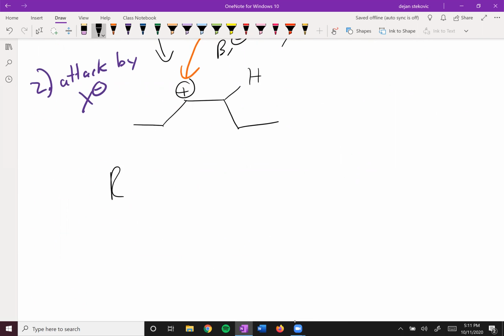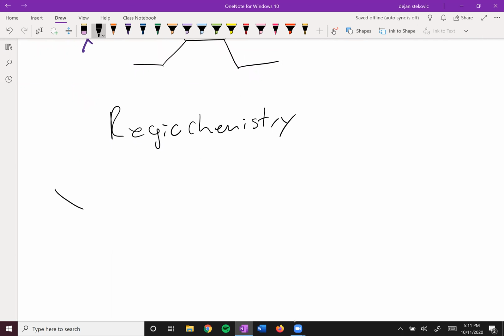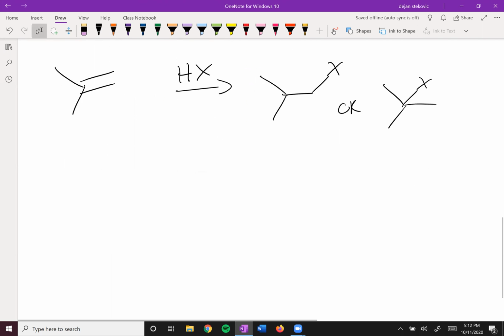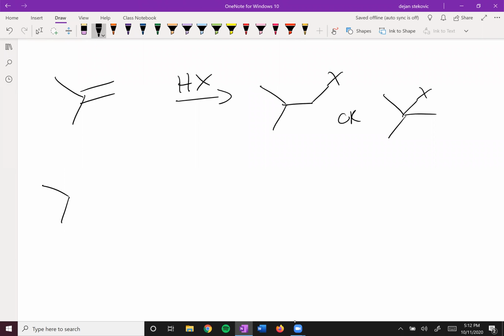And so let's think about some things. Let's think about the regiochemistry of this reaction. Right, so we're thinking about adding HX across this bond, and so we could come up with one of two products. We could add this X to the carbon on the right, or we could add it to the one on the left. Which one of these is going to be preferred? Well, if we want to know what's going to happen, we should think about our mechanism. So let's go ahead and take a look at our mechanism.